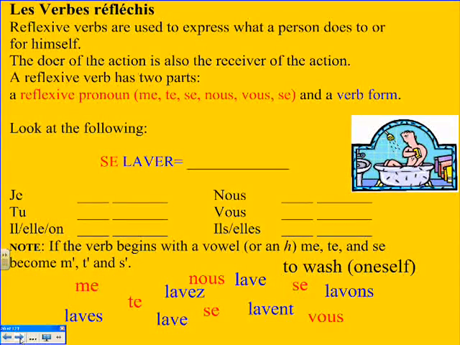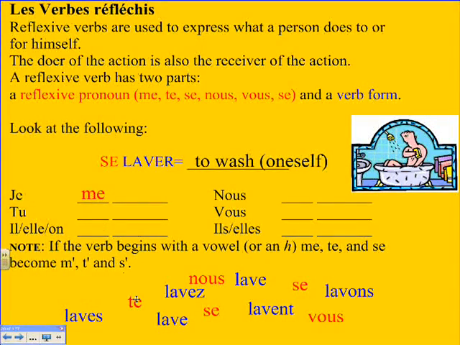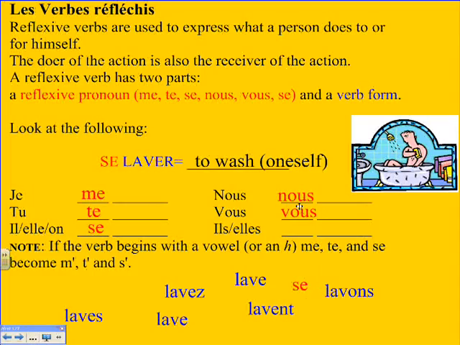Let's look at the following. Se laver, which means to wash oneself, consists of the two parts, the reflexive pronoun and the verb form as the infinitive. When conjugating verbs in the present tense, the subject pronoun must match up with the reflexive pronoun. The corresponding reflexive pronouns are me, te, se, nous, vous, and se.